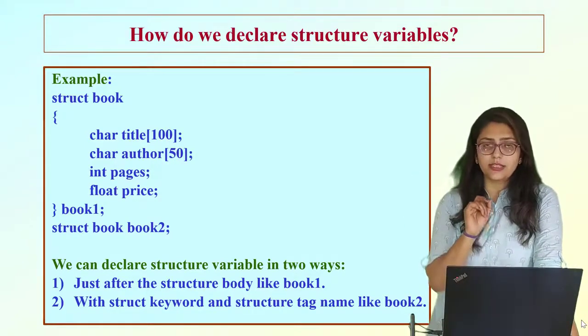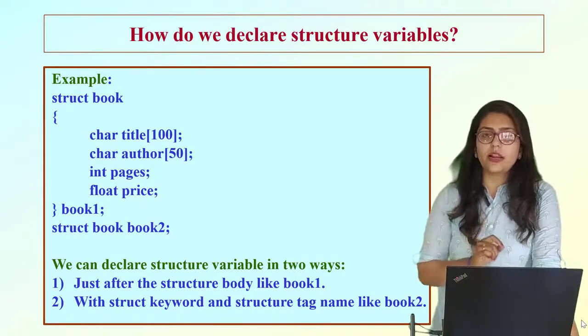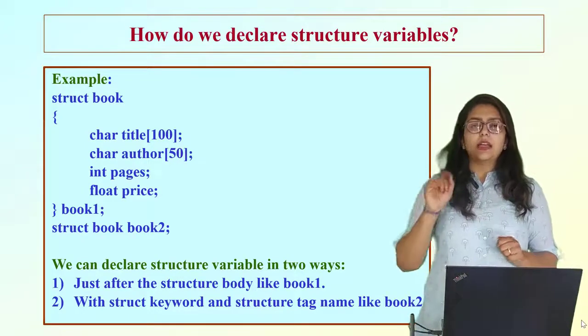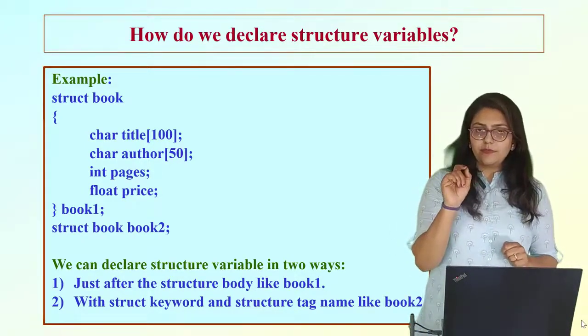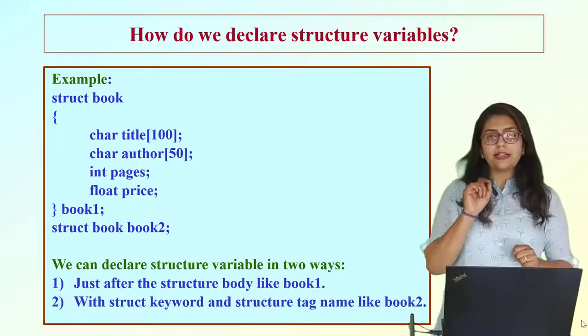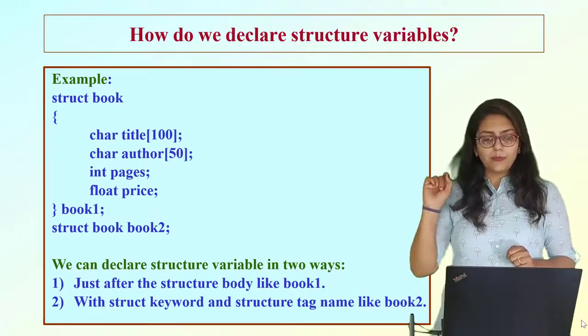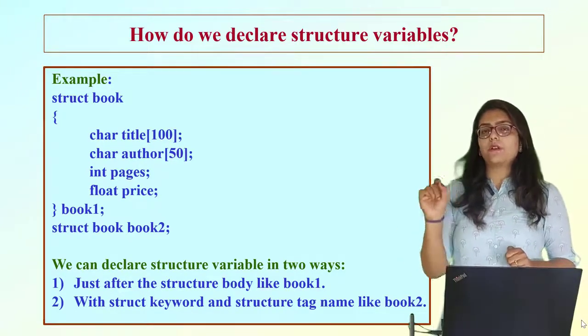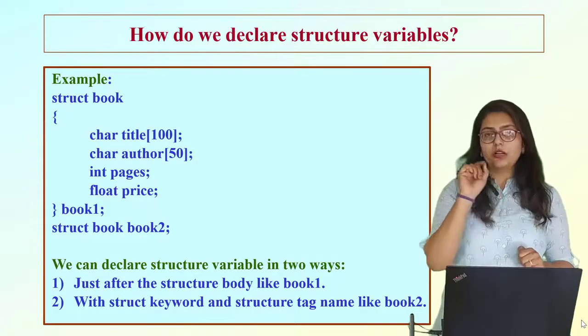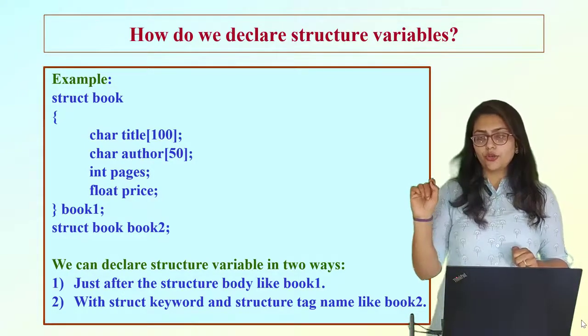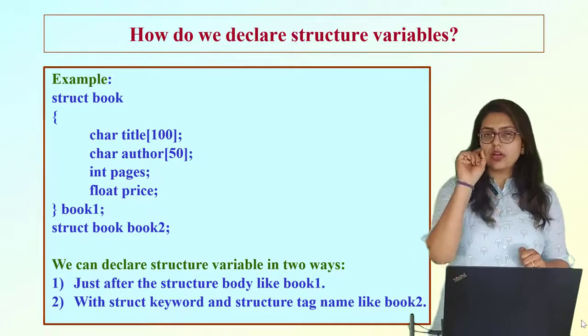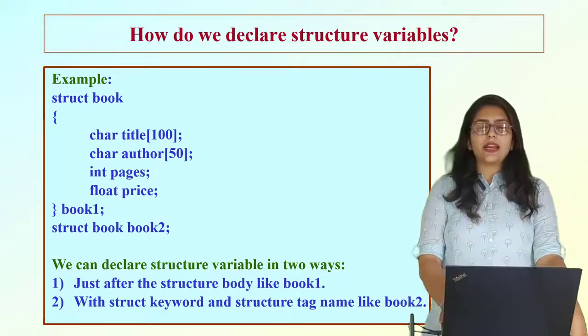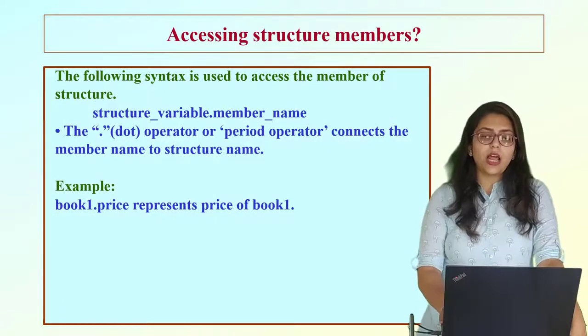This is similar to int a, b. If you are writing int a, that means a is of type integer. Similarly, if you are writing struct book book 1, that means book 1 is of type structure book. Similarly, book 2 is of type structure book. So this is how you can declare structure variables in two ways.